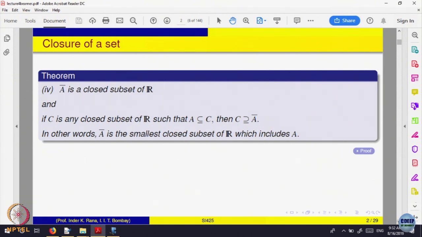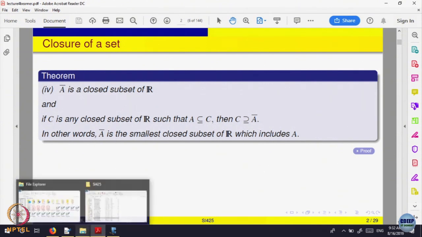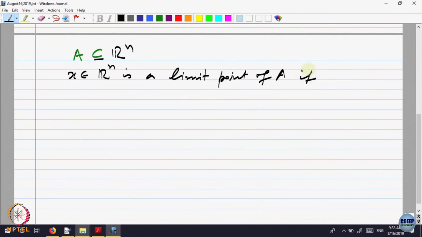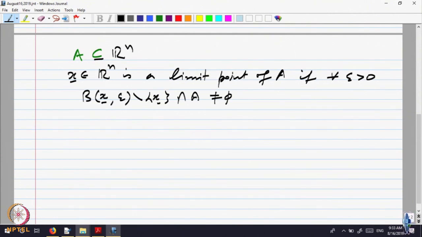Next, we look at some more properties of special points of sets. So, we are given a set A contained in Rn, and we say a point x belonging to Rn is a limit point of A if for every epsilon bigger than 0, the ball centered at x of radius epsilon minus the point x must intersect A, so that is non-empty. So, whatever ball you give at the point x, it should intersect the set A at a point possibly other than x, right? Because we are not saying x belongs to A or not.